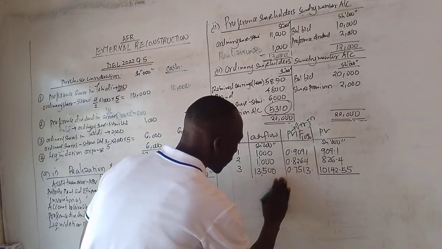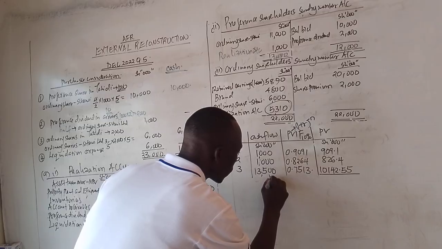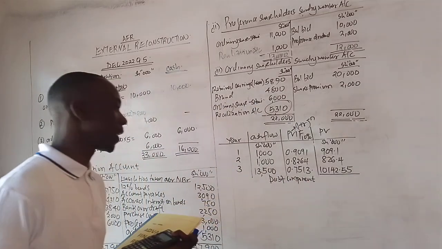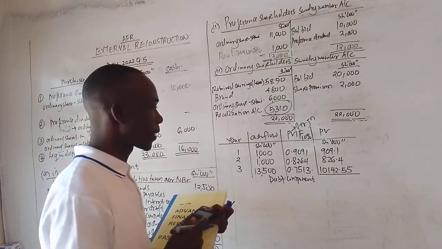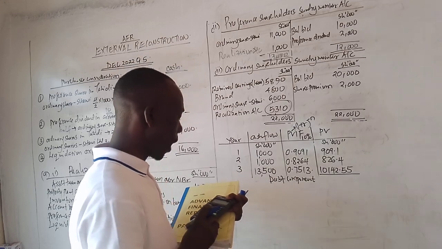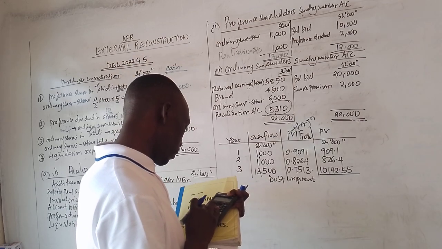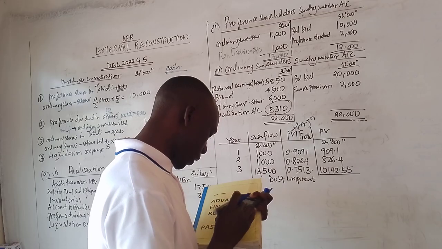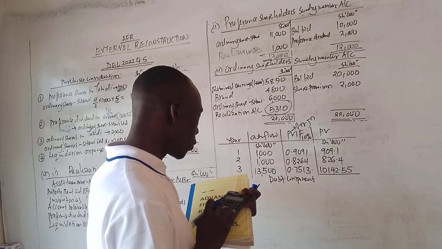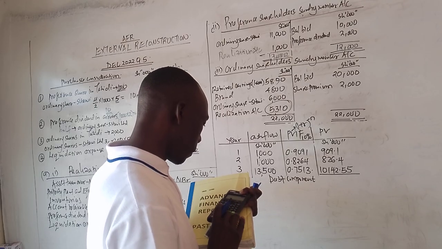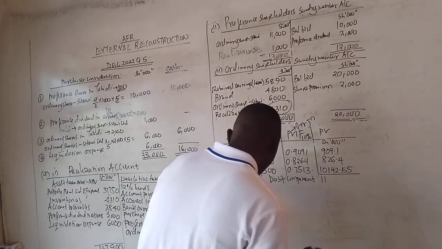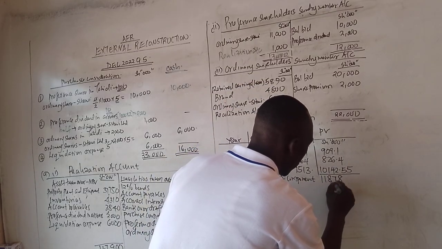So the total we are going to get here, this is what we refer to as the debt component. Let us get the debt component. Our debt component will be 909.1. Then we add 826.4. Then we add 10,142.55. So our debt component, we round off to the nearest whole number, it will be 11,878.